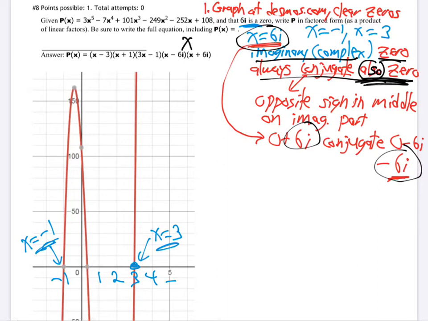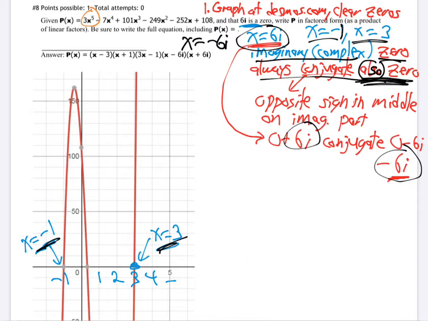So we really know that x equals minus 6i is a 0, as well as x equals regular 6i, and x equals -1 and positive 3. We can see those from the graph. So we already have 4 of the zeros. And this is 5th degree, so there's only one more to go. The degree tells you how many zeros, right? There's only one more to go. So we just need to find that last one, but that's easier said than done.